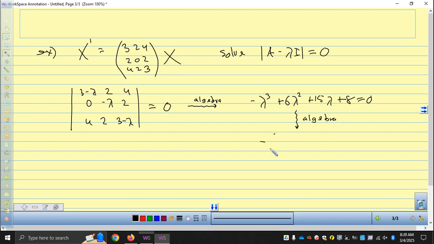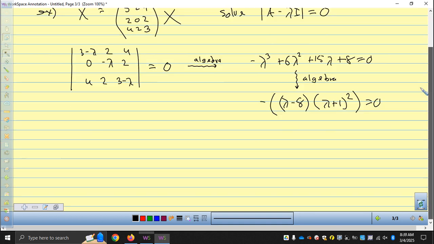And we get negative lambda minus 8 times lambda plus 1 squared equals 0. So our eigenvalues are lambda 1 equals 8, and lambda 2 and lambda 3 equal negative 1. So for the single eigenvalue, we can always find an eigenvector. So let's do that one.